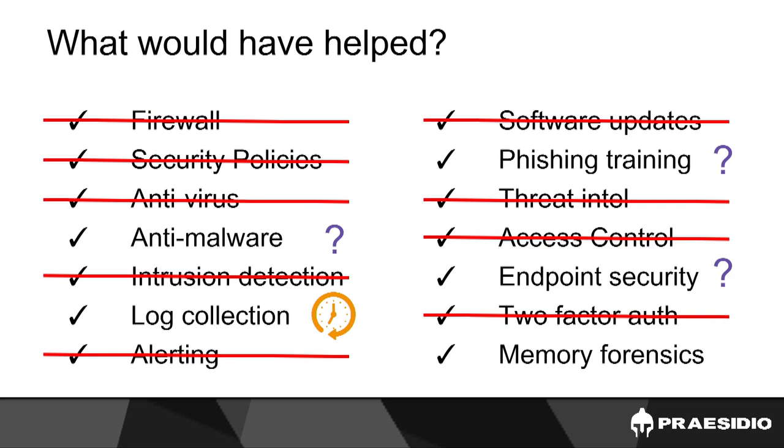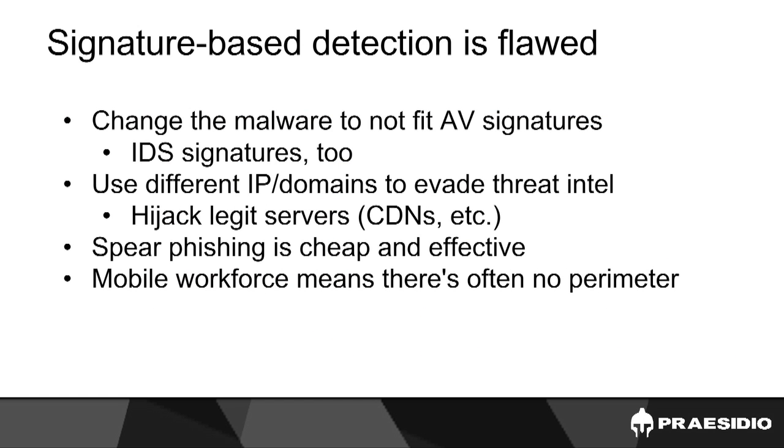Two-factor authentication doesn't help, and memory forensics doesn't either, because there was no vulnerability or buffer overflow that they exploited. So my overall point is that signature-based detection is flawed. Signature-based detection is anything antivirus or intrusion detection where it says, this is what the attack looks like, so therefore notify me when the attack looks like this. And the reason why it's flawed is because you can just change your malware not to fit antivirus signatures.